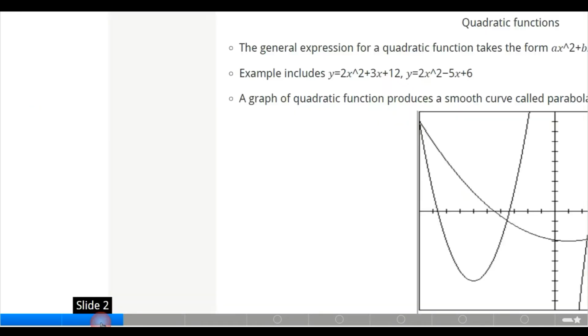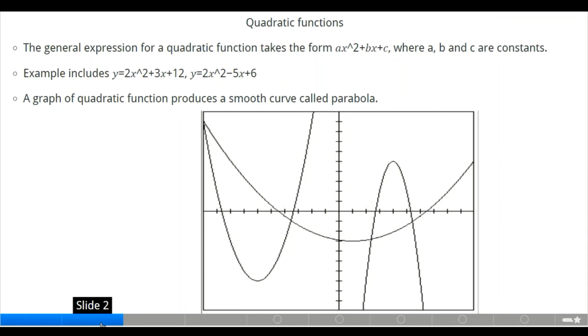Now let's look at the general expression for a quadratic function. We've treated quadratic equations before, so it takes the form ax^2 + bx + c, where a, b and c are constants. a and b are always integer values and c is a constant value.